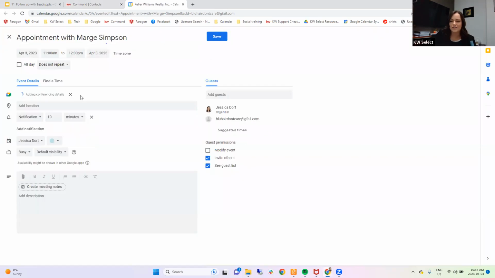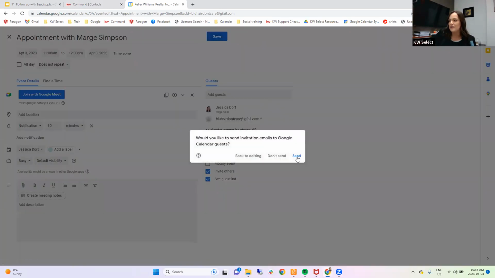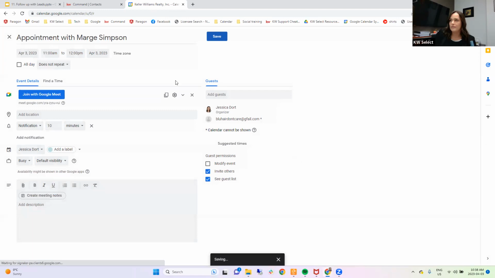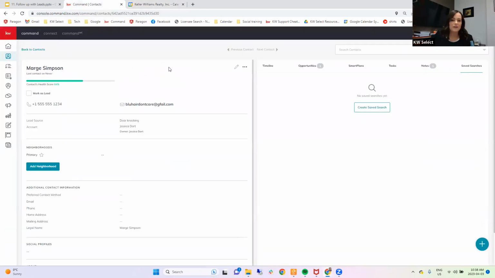So they're going to get an email. You can see Marge is right here. I can set this appointment and save it, and I can send the invite. So now it's in Marge's calendar as well. You can just go to the calendar manually or whatever system you're using to keep track of your appointments, but that's just a nice little add-on if you are using that.